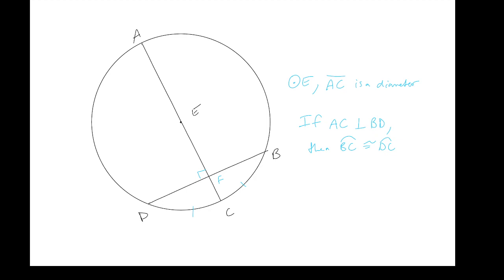Moreover, DF and BF are going to also be congruent. That segment BF and DF. Now, these aren't entire arcs, right? This would be from here to here that would be congruent, right? So we learned that in our last little tidbit there.